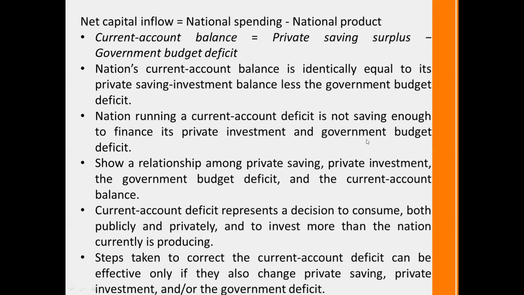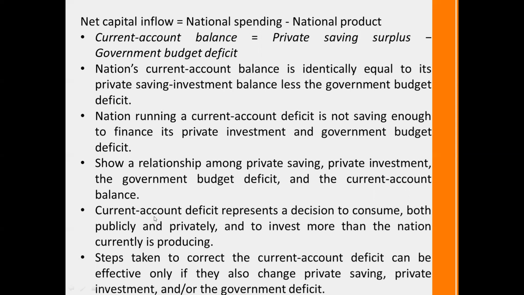That means if you have a current account deficit, the country is going to have more trouble covering the government budget deficit. That is why economists always say the nation has to reduce the government budget deficit. Government expenditure has to be covered to some extent with government income. So this shows the relationship among private saving, private investment, government budget deficit and current account balance.